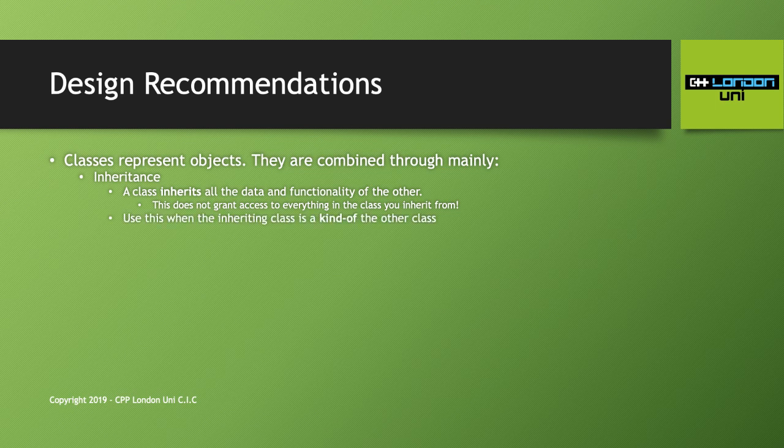So you should use this when you mentally think of the class you're designing as a kind of the one you want to inherit from. And a good example of this that I've put in here is an art student. So imagine you have a class called art student, which inherits from student. This makes sense because an art student is a kind of student, right? You could say that a tractor tyre is still a kind of tyre, right?